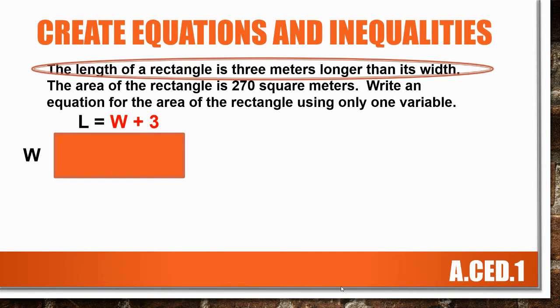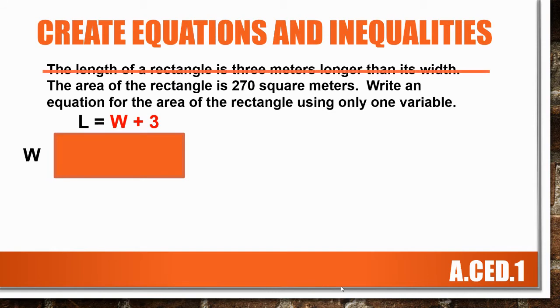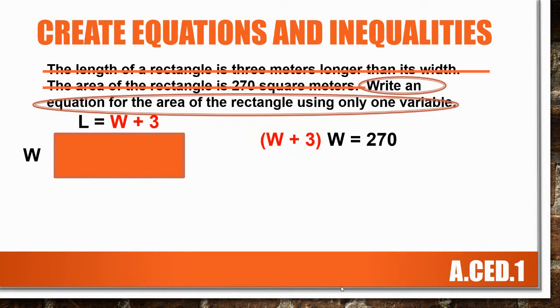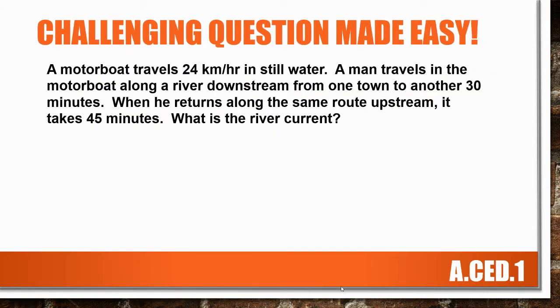Now we know that the length is 3 meters longer than the width. So length is W plus 3. And we're finished with that sentence. The area of the rectangle is 270 square meters. Well, we know that length times width is 270. All right, so we're finished with that sentence. Now it says write an equation for the area with only one variable. Well, I'll look over to my rectangle and I can see that L for length is the same thing as W plus 3. And I'm going to replace it right there and we're finished with this problem.